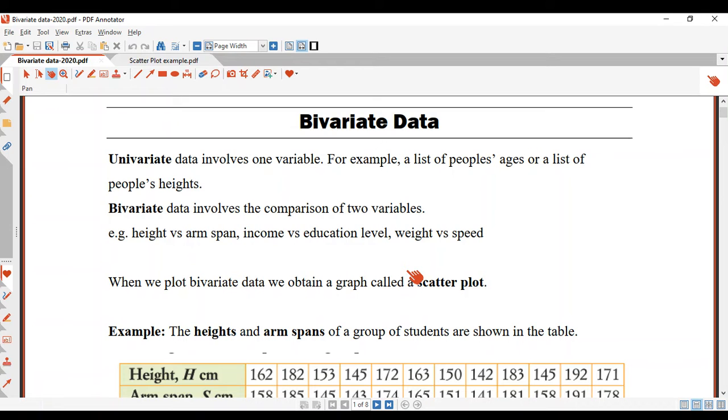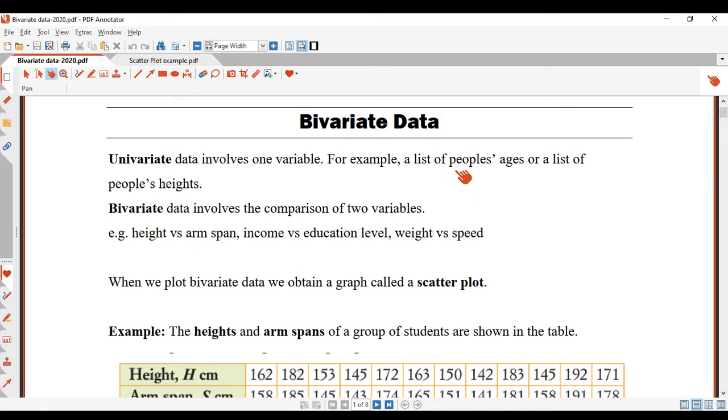Okay, boys, we're going to look at a new topic, the last topic for your course. It's called correlation and regression, and we're starting off with bivariate data. Now, bivariate data is just two different variables being compared, either graphically or in a table of values. Up to now, we've done univariate data, which just involves one variable.